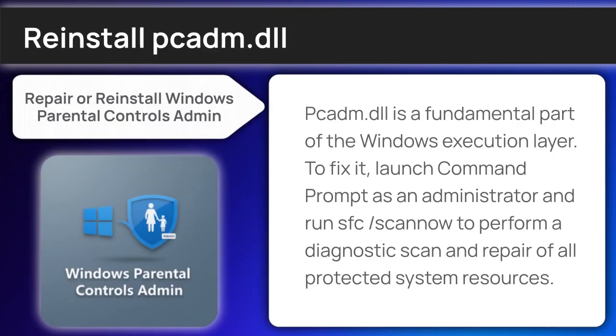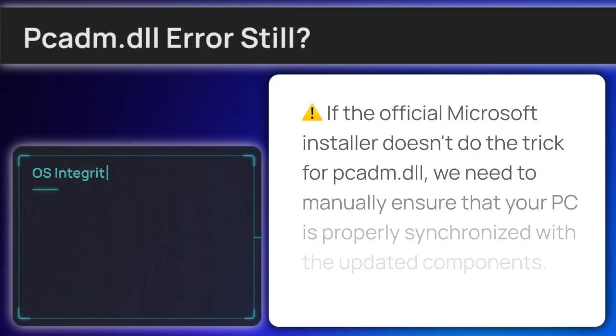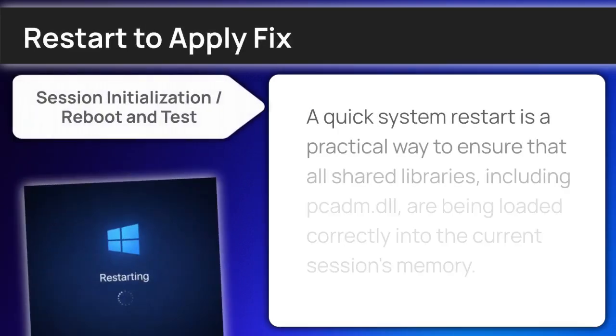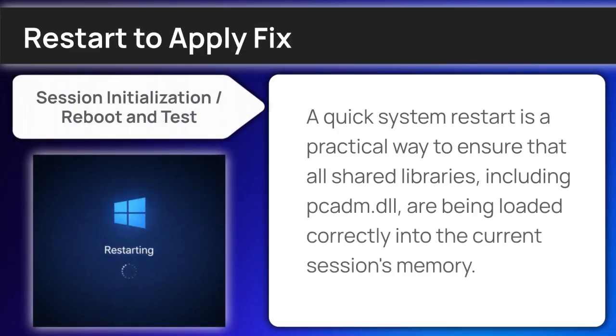To fix it, launch Command Prompt as an administrator and run sfc /scannow to perform a diagnostic scan and repair of all protected system resources. If you're still seeing the missing file notification, we should attempt to force a synchronization between the software and the OS. If your system has been running for an extended period, a reboot might be necessary to resync your background processes and clear any temporary locks on the Pcadm library file.